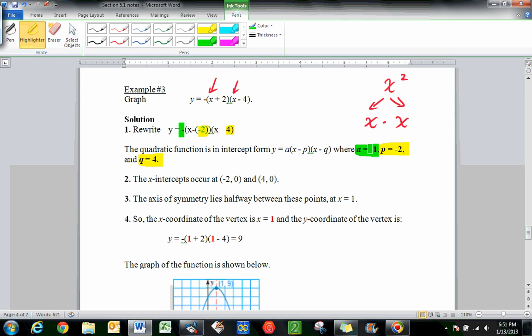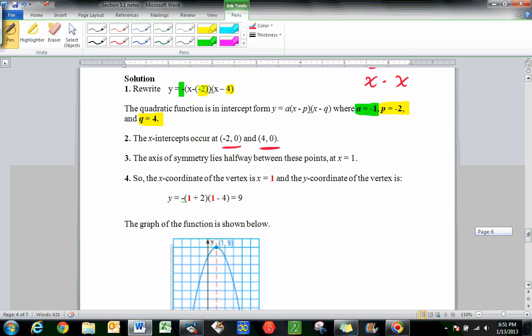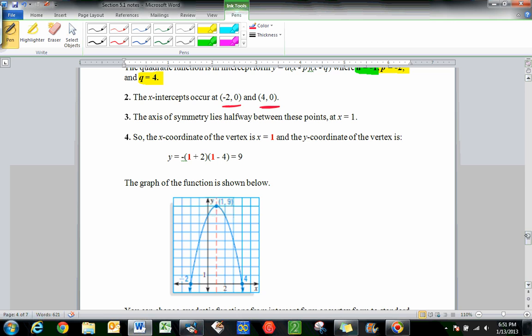So we know that the parabola is going to open downward, and we know that it's going to be a standard shaped parabola since it is a value of 1. Now, the next thing we need to do is take these p's and q's and actually put them in the form of an x-intercept. So remember, an x-intercept is always written as a point. So we have our two x-intercepts. So that's the first thing that we can plot on our graph. So we're going to go ahead and plot the x-intercepts.